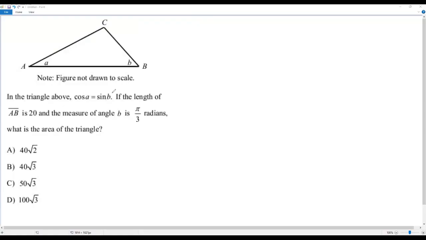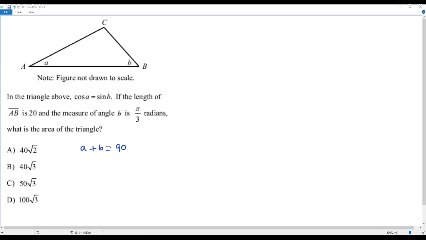Okay, here we have that cosine A equals sine B. Whenever the two trigonometric ratios cosine and sine are equal, then the angle measure we have for cosine and the angle measure we have for sine must be complementary. That is, these two angle measures A and B must be complementary. That is, A and B must add up to 90 degrees.